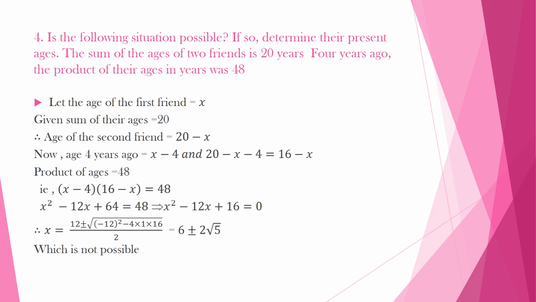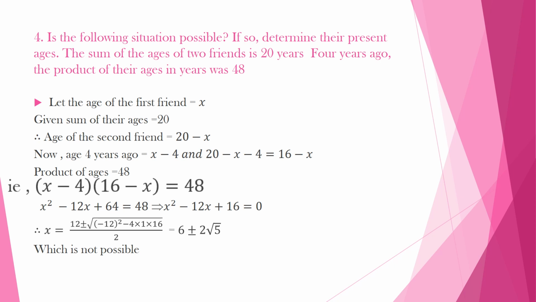Now we can see 4 years ago age of the first one will be x minus 4 and age of the second friend will be 20 minus x minus 4, which is equal to 16 minus x. Given product of their ages equal to 48. That is x minus 4 into 16 minus x equal to 48.